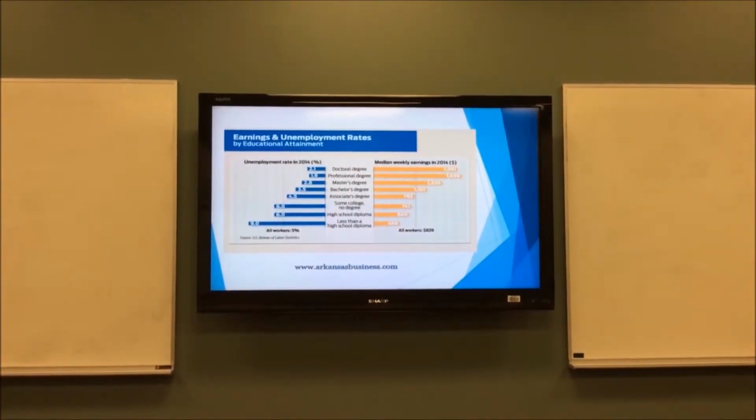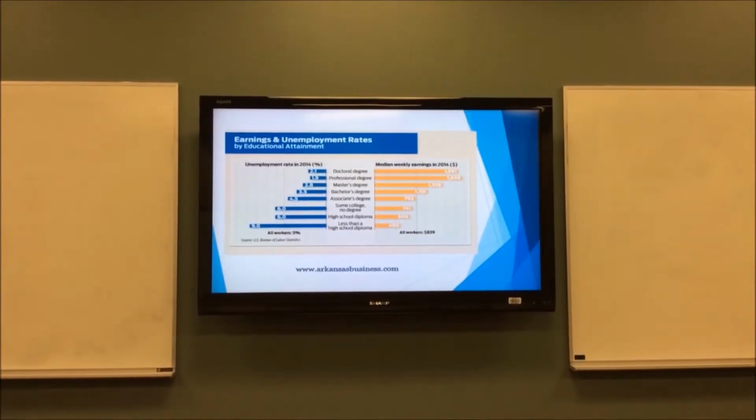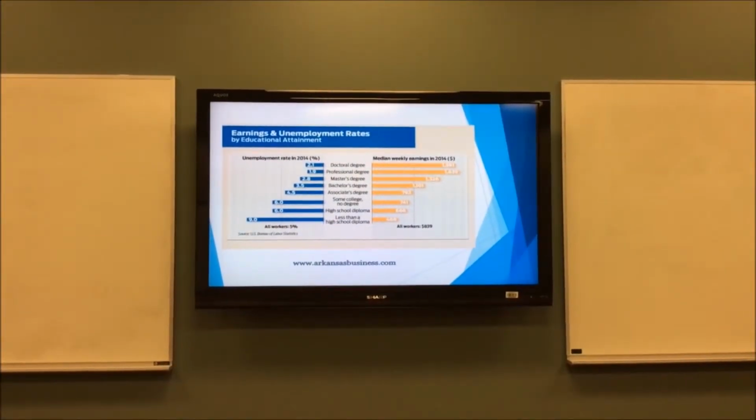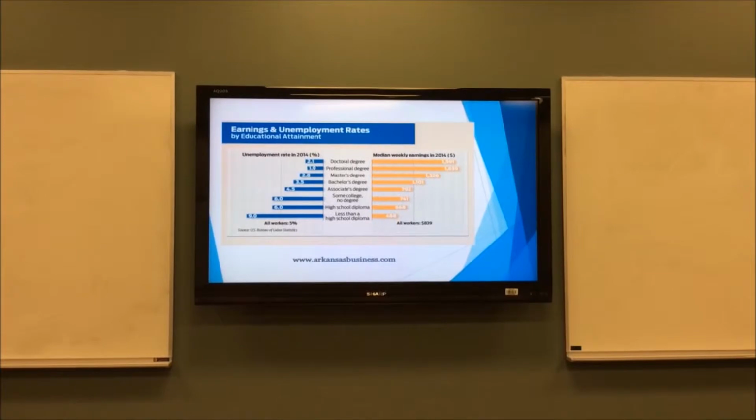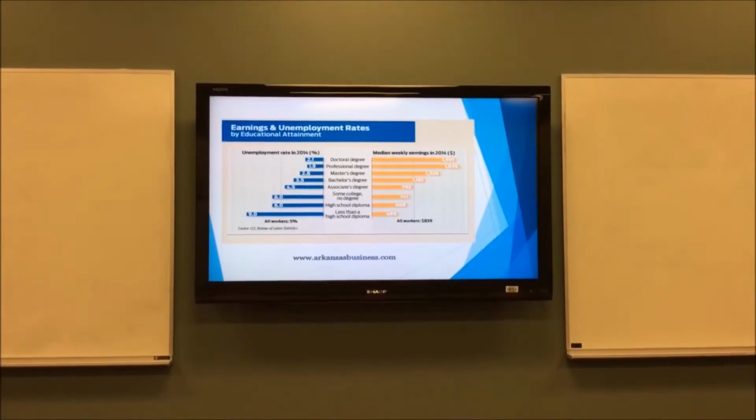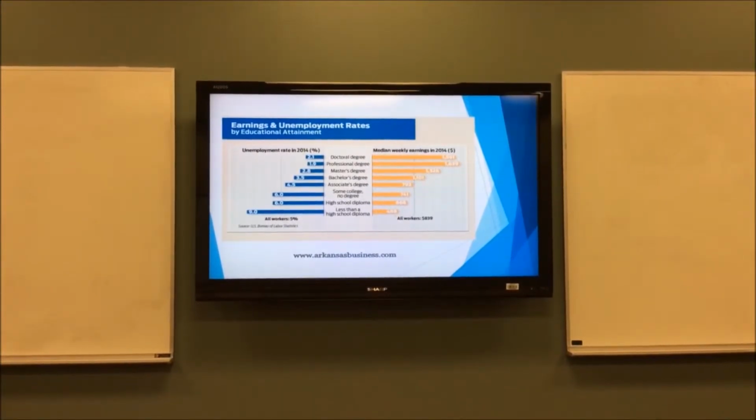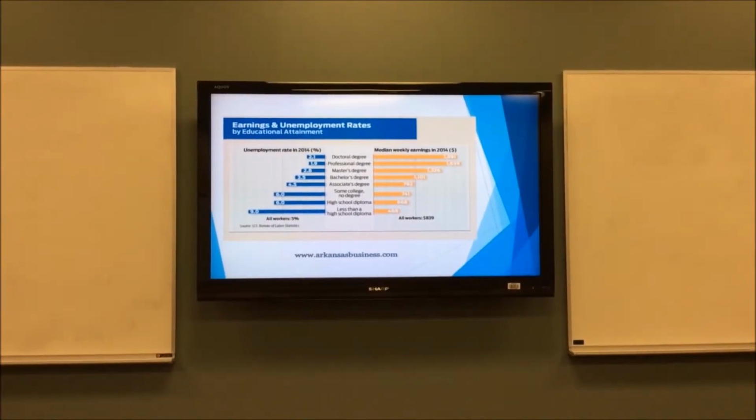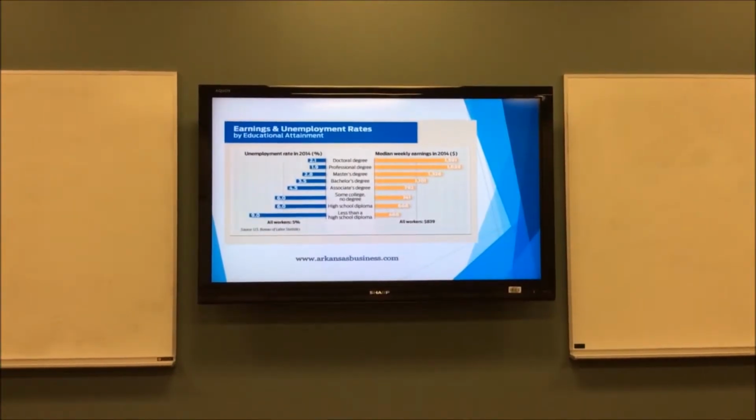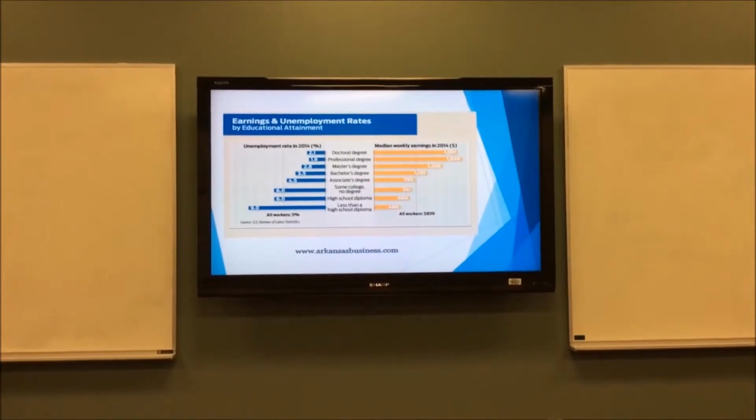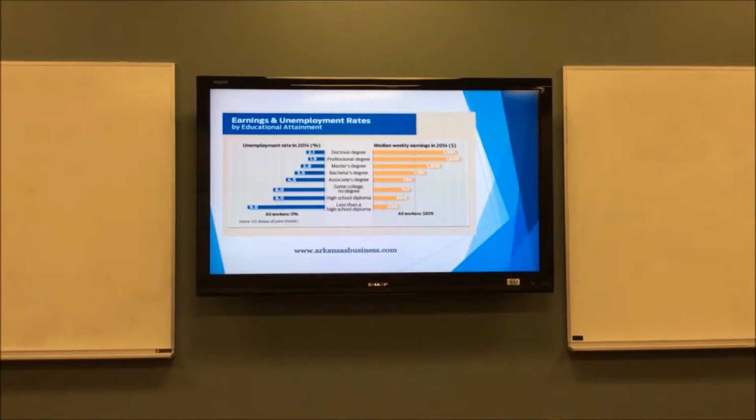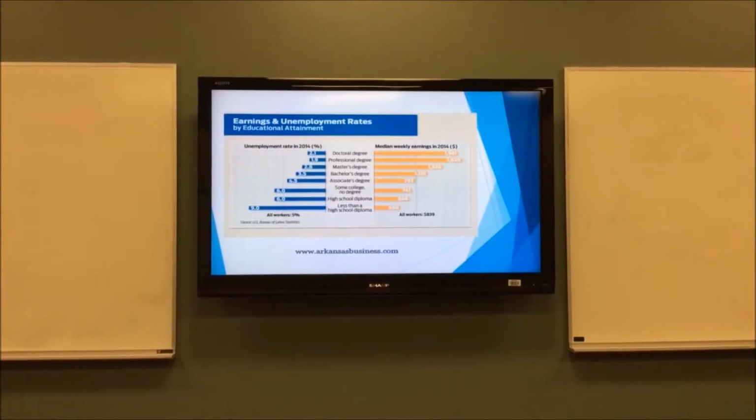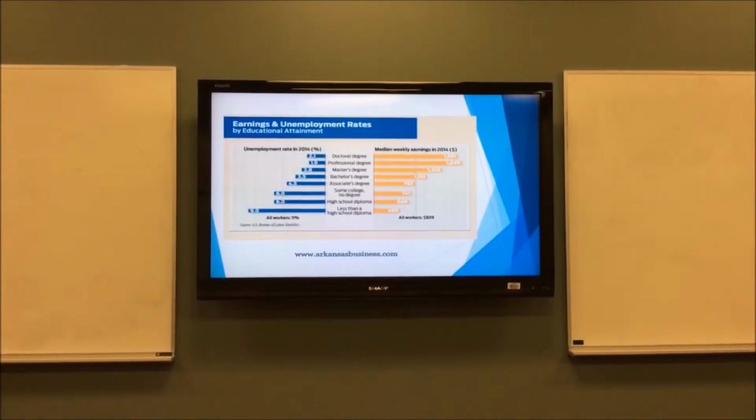The median weekly earnings in 2014 stated a doctoral degree consistently earned a weekly pay of $1,591. A professional degree, $1,639. A master's degree, $1,326. Bachelor's degree, $1,101, compared to less than a high school diploma with a weekly average of $488 a week. A high school diploma, $668. Some college and no college, $741, averaging all workers of $839.